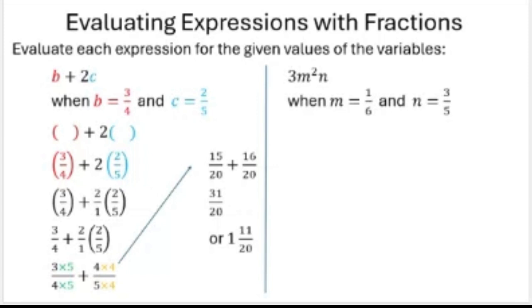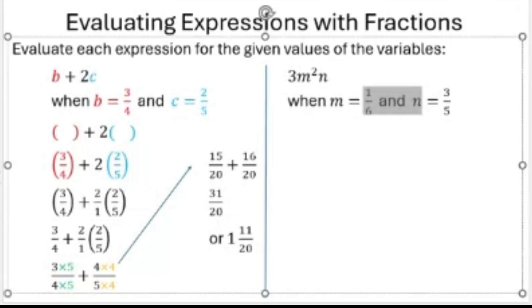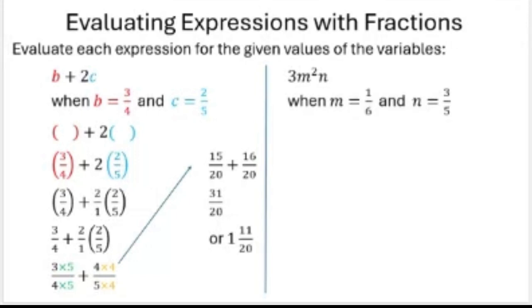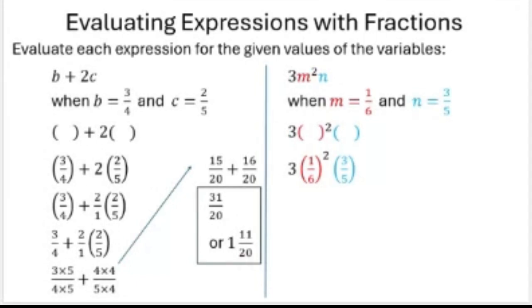All right, so you can see these are starting to get a little bit more involved, these questions. Let's try another one. 3m squared n, where m is a sixth and n is 3/5. So I am going to replace the m with a bracket and the n with a bracket. And in those brackets, I put the numbers. m is a sixth, n is 3/5.